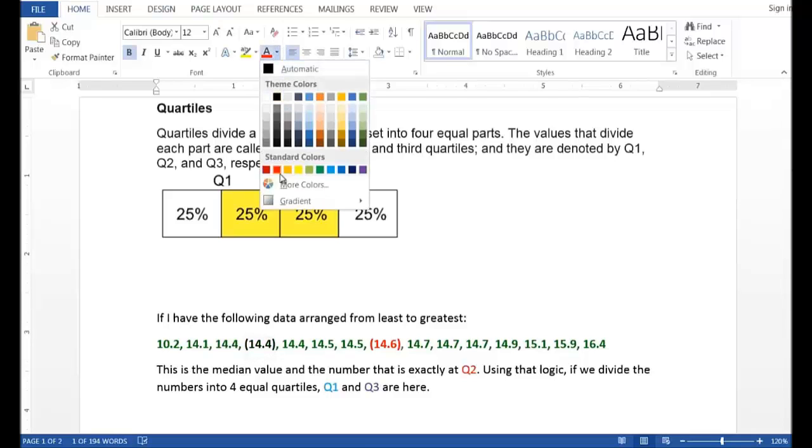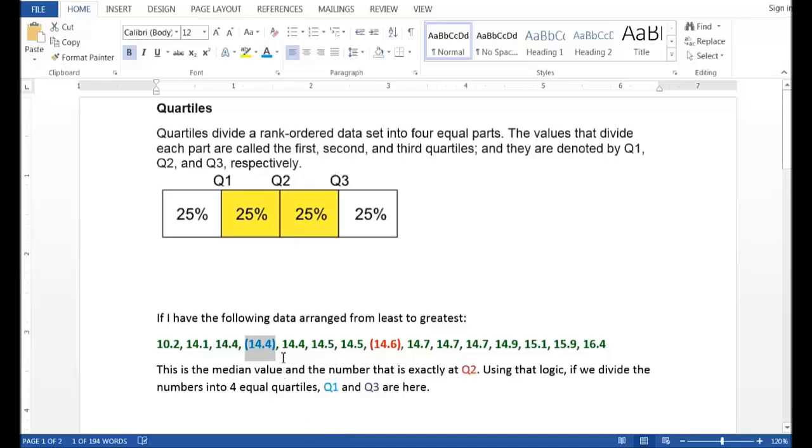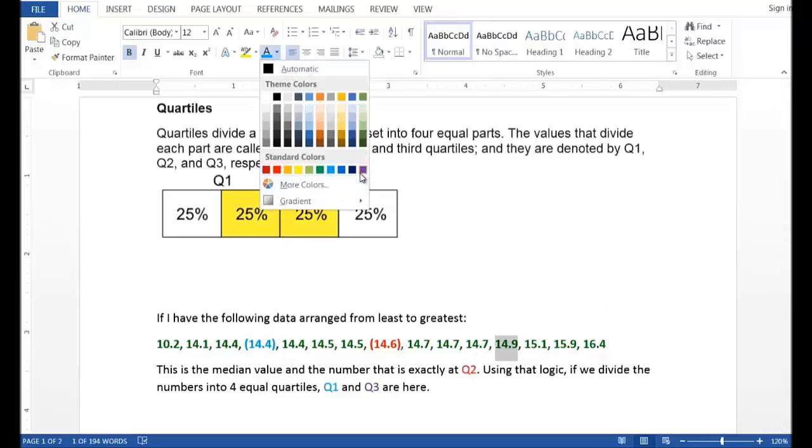Well, if you look at the data now, you can see that 14.4 as Q1, there's 1, 2, 3, and then 4. That's Q1 right here. Then we have 1, 2, 3, 4. That's Q2. So using that pattern, where would Q3 be? Well, it would be 1, 2, 3, 4 would be where Q3 is. I'm going to write that in purple.